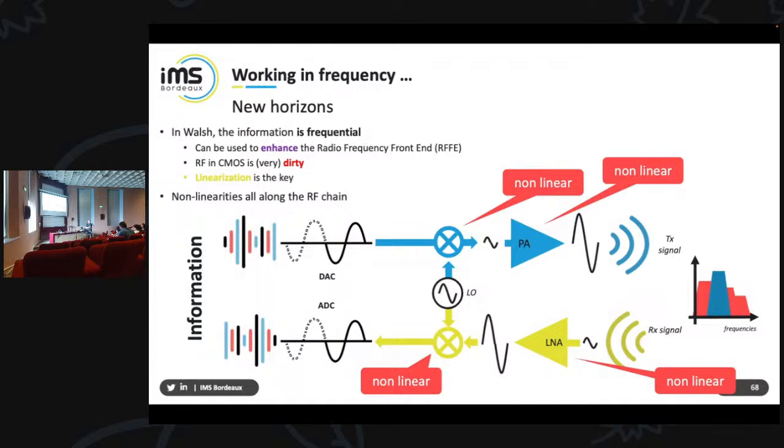When you are high in frequency, it becomes more and more difficult. Especially with 5G FR2, second phase, which goes millimeter wave, around 40 gigahertz, and then higher in frequency with 6G. So all this is nonlinear because CMOS technology is dirty. It's cheap, but it's dirty. That's normal. There's always a price to pay.